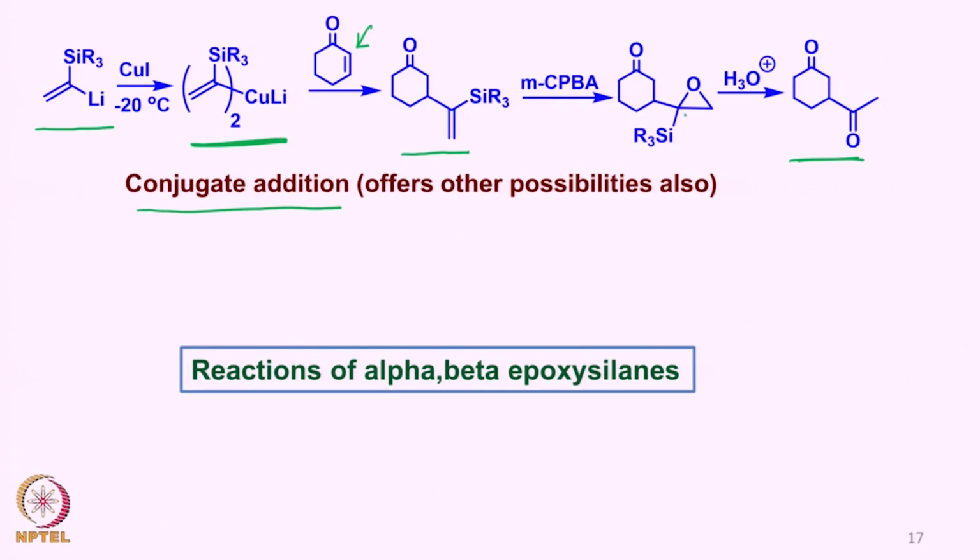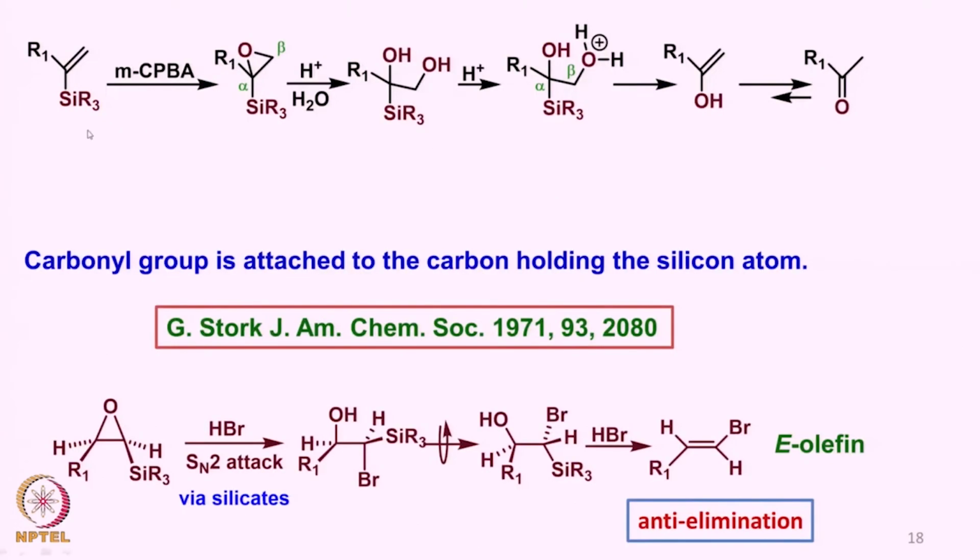Now, as you can see, the carbon that holds the silicon is the carbon that gets the carbonyl group. This is something which is quite interesting. So, what are the reactions of these epoxy silanes? If we start with a simple substrate like this vinylsilane, we make the corresponding epoxysilane.